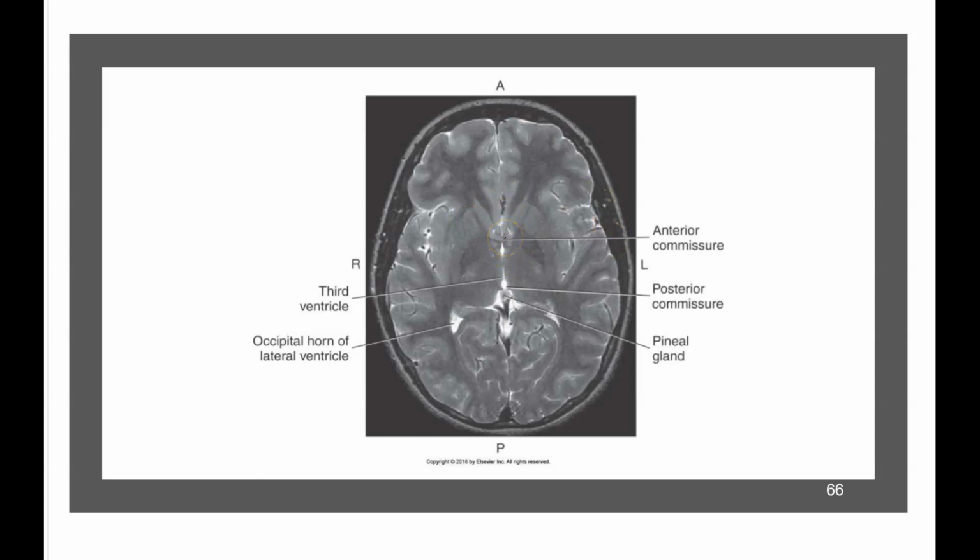Here's anterior commissure and posterior commissure, and then you have your third ventricle running in between. Your pineal gland is right there. Here's the occipital horn of your right lateral ventricle. Here's the occipital horn of your left lateral ventricle.